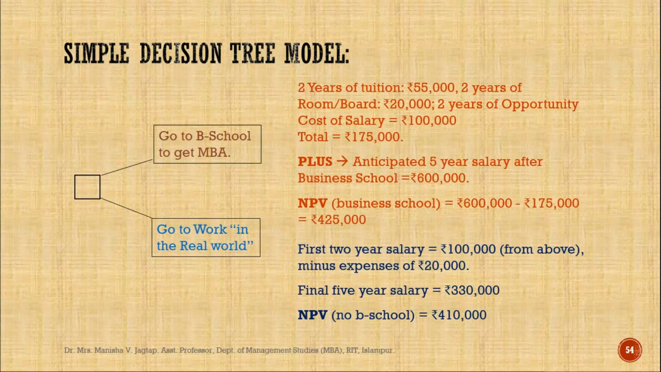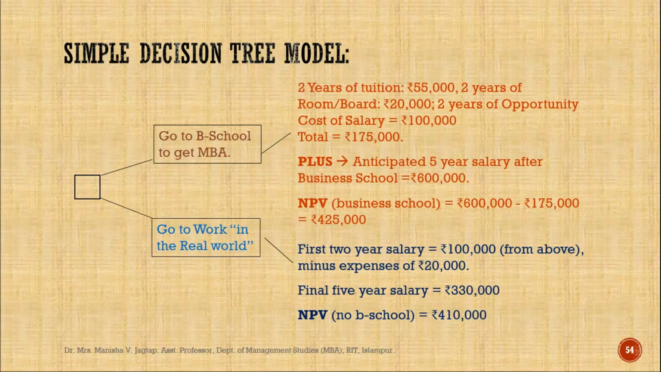Next is if we choose to go to work in the real world, then first 2 year salary, which we have considered above, rupees 1 lakh, minus some expenses. It can be concerned with again traveling expenses or again rent and all, rupees 20,000 in total. Final 5 year salary will be rupees 3 lakh 30,000. So if we never go to B school, then NPV is rupees 4 lakh 10,000.